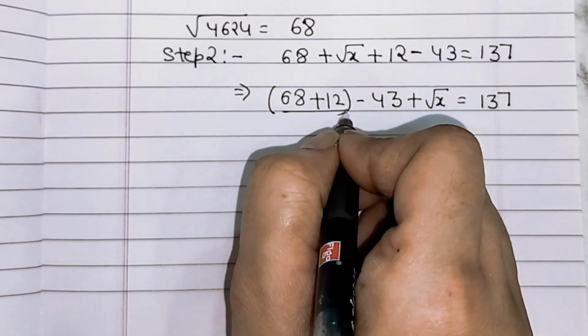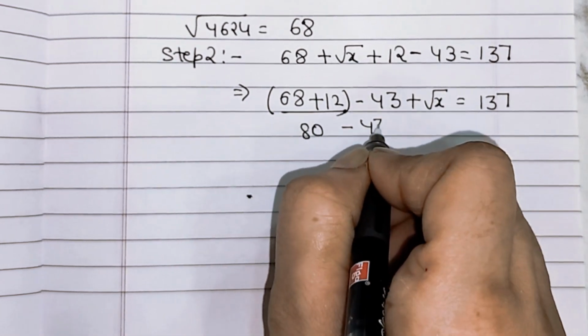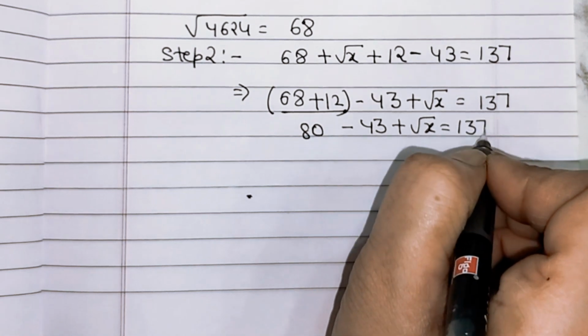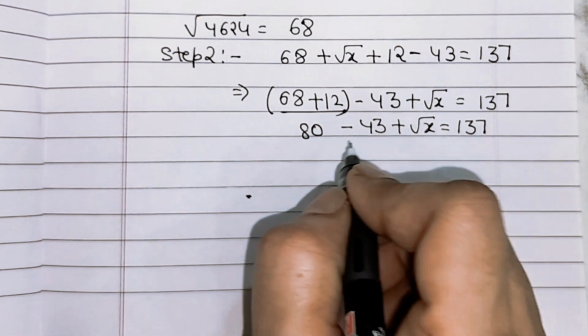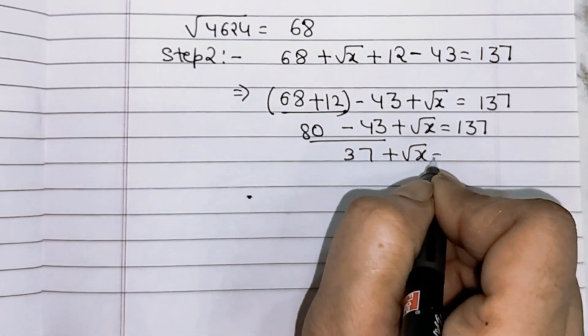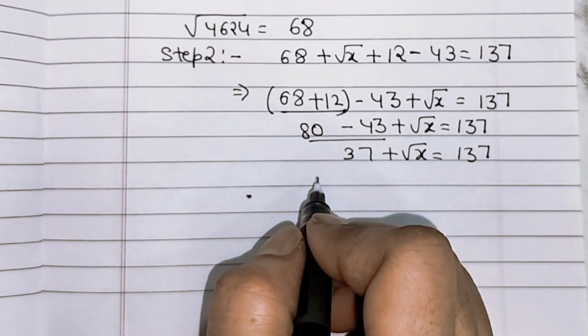Now combine the results. Addition first, bracket solve. 80 minus 43 plus root x equals 137. Now we can easily subtract these values. So it will become 37 plus root x equals 137. Now isolate and solve for x.